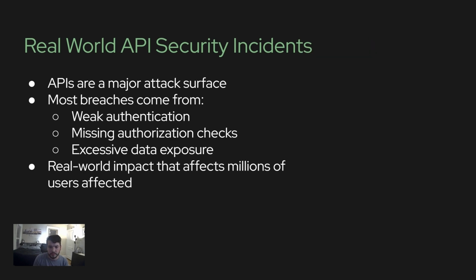These examples show that APIs are a major attack surface. Most of these breaches happen because of weak authentication, missing authorization checks, or exposing too much data. The key takeaway is that even small API security flaws can lead to massive real-world consequences. That's why securing APIs is critical in modern software systems.